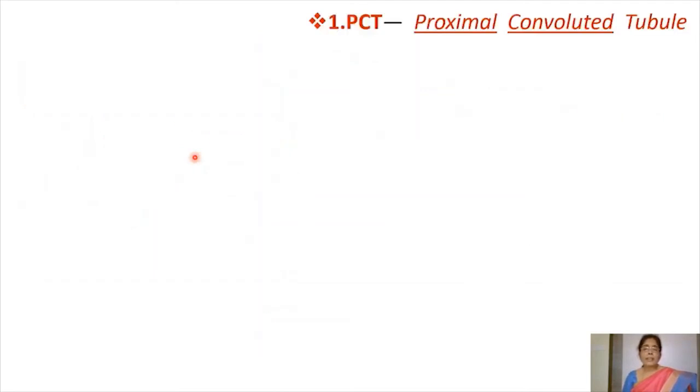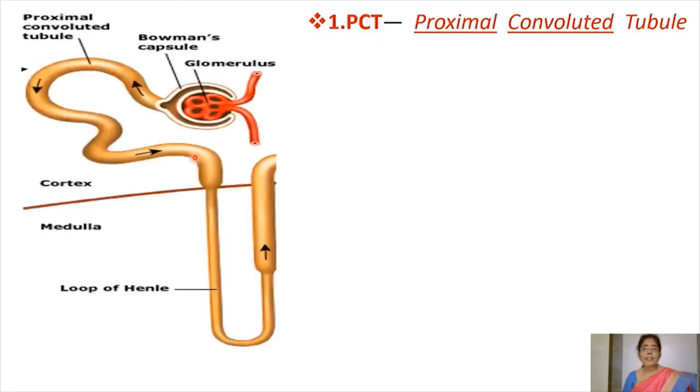The first part is the proximal convoluted tubule. Here the word proximal means first, at the beginning, the nearer part. The tubule is nearer to the Malpighian capsule, so the name proximal convoluted tubule is given. Convoluted means coiled.